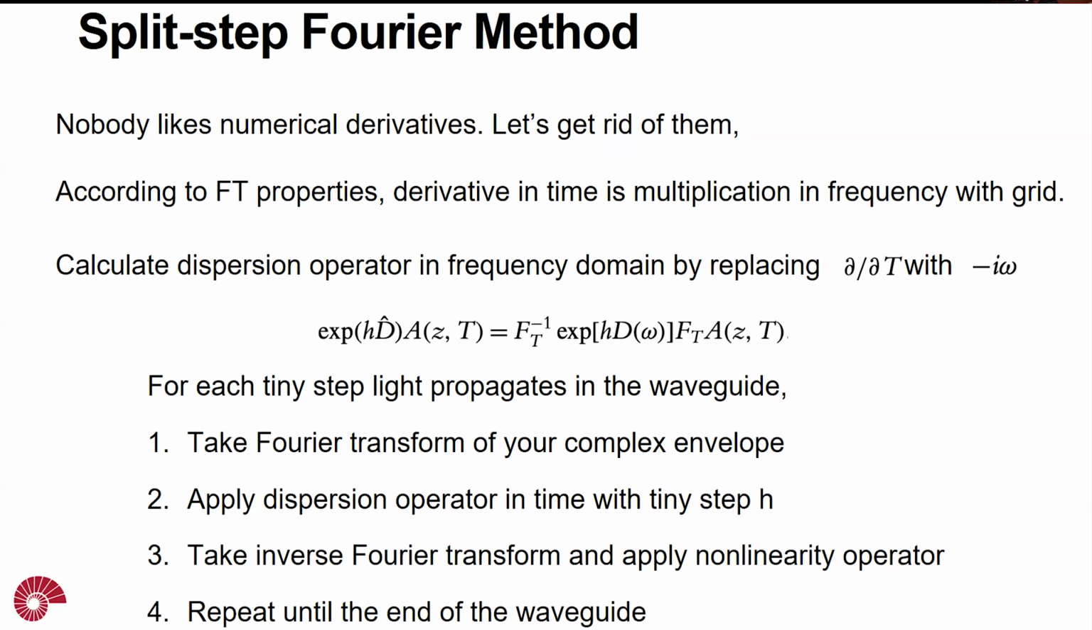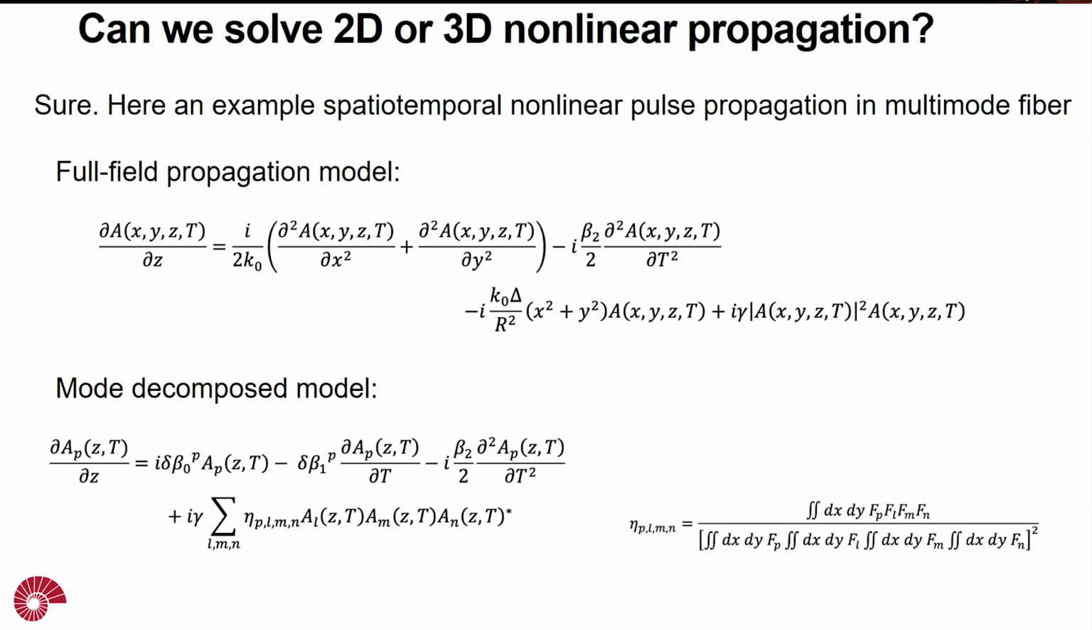I just need to take this guy, take the Fourier transform to get the dispersion operator on the frequency grid, apply it in the exponential term, and go back to our original domain, the time domain, with an inverse Fourier transform. So this is the actual algorithm. You have a complex envelope, take its Fourier transform, apply the dispersion, apply tiny h propagation, because h is here, right? Propagation distance. Take the inverse Fourier transform, apply your nonlinearity with h, and repeat it until you reach the end of the waveguide. When you do that, it works.